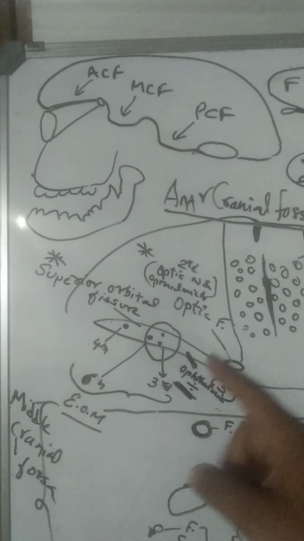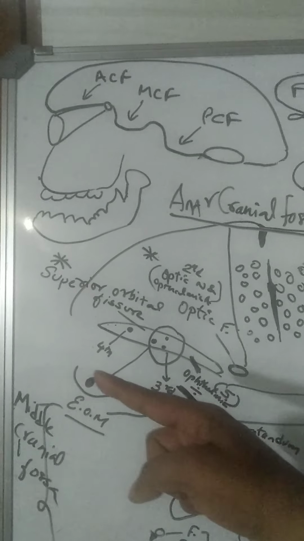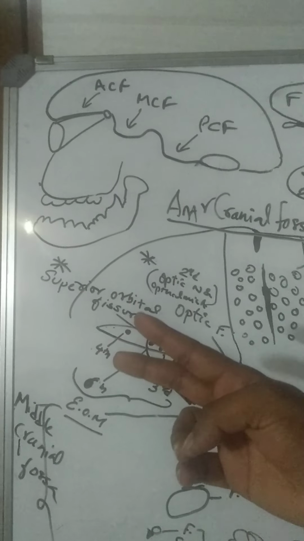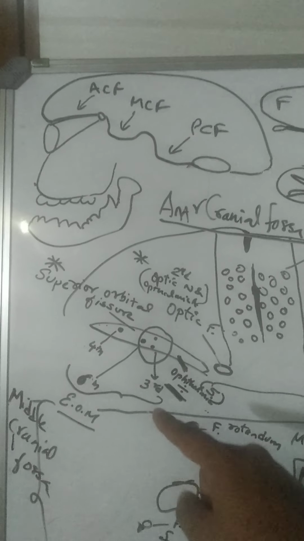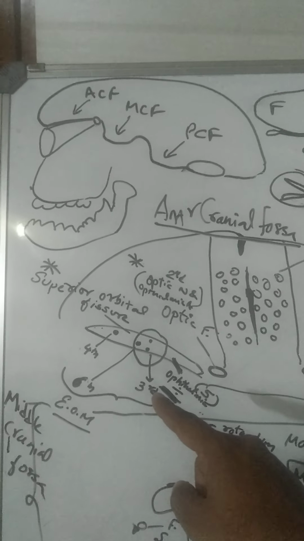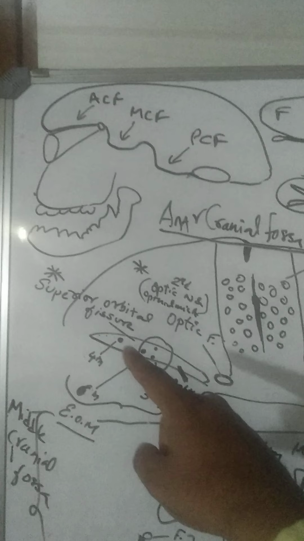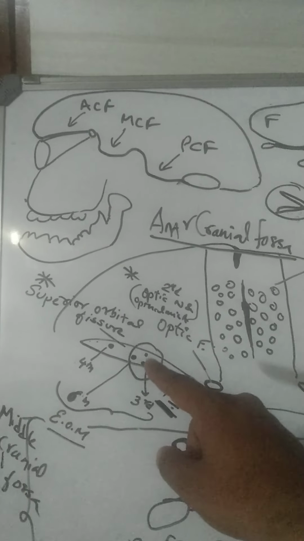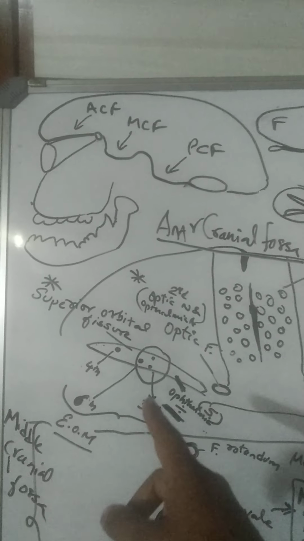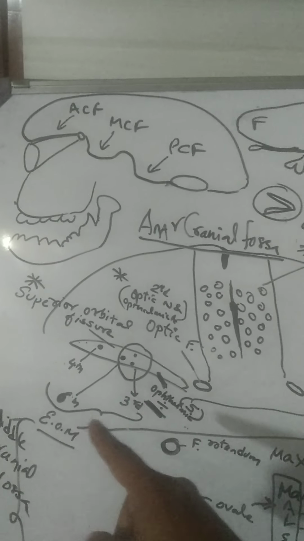This superior orbital fissure is between the lesser wing of sphenoid and the greater wing of sphenoid. So this is a deep cleft, called the superior orbital fissure. In the common tendinous ring, the upper and lower divisions of the third cranial nerve, the oculomotor nerve, pass. In the superolateral compartment, the fourth cranial nerve, the trochlear nerve, passes. Between the two divisions and lateral to this, the abducent nerve, which causes abduction or lateral movement, will pass.